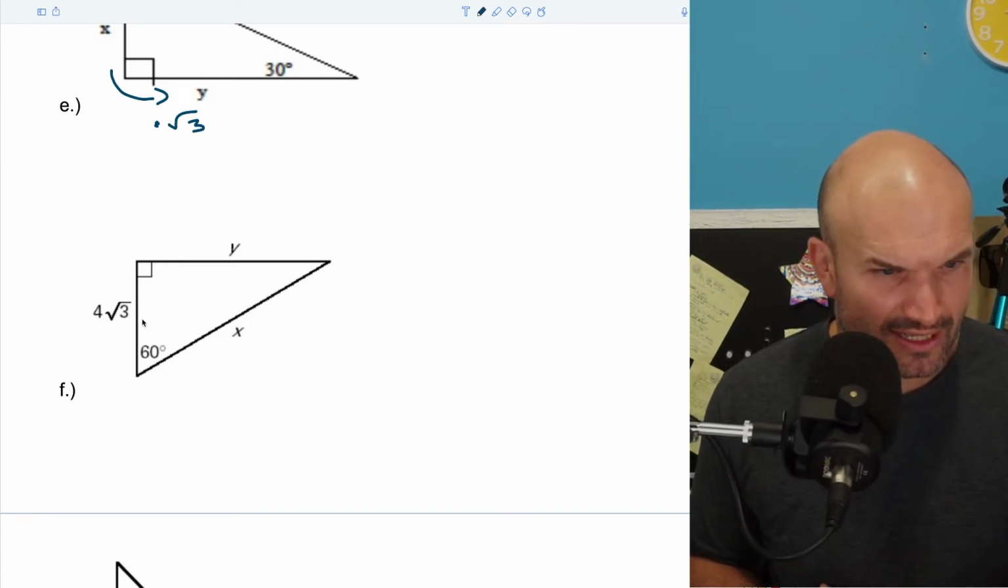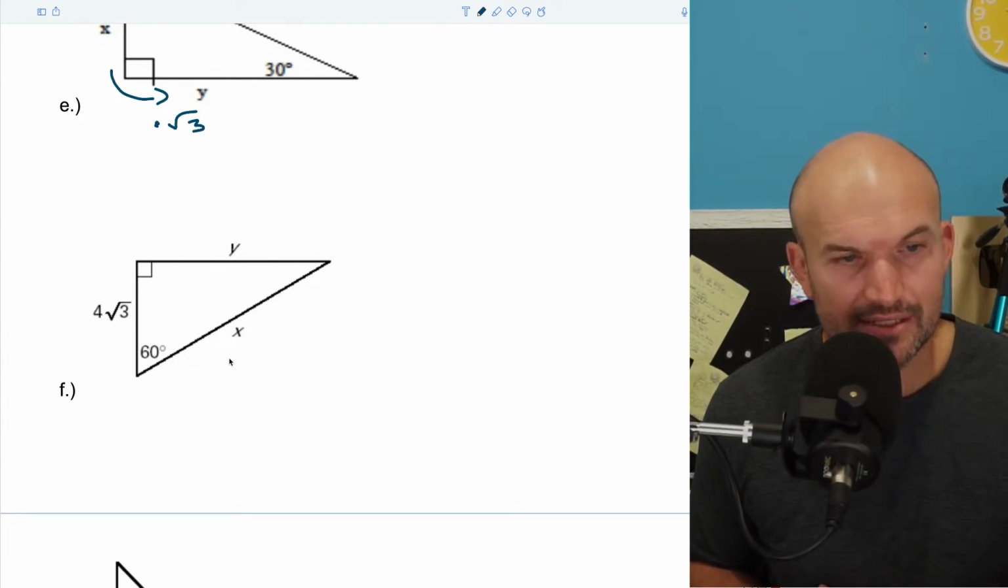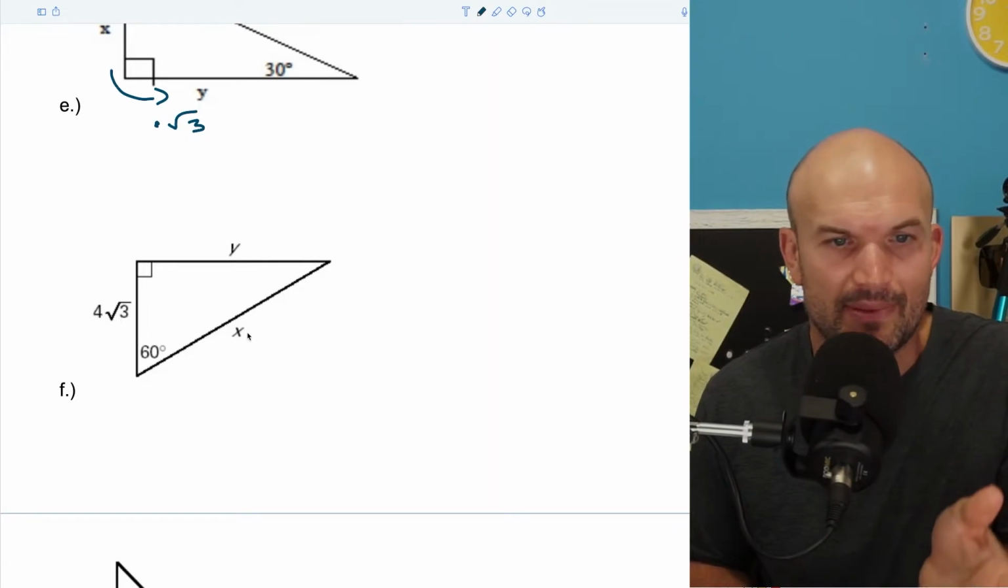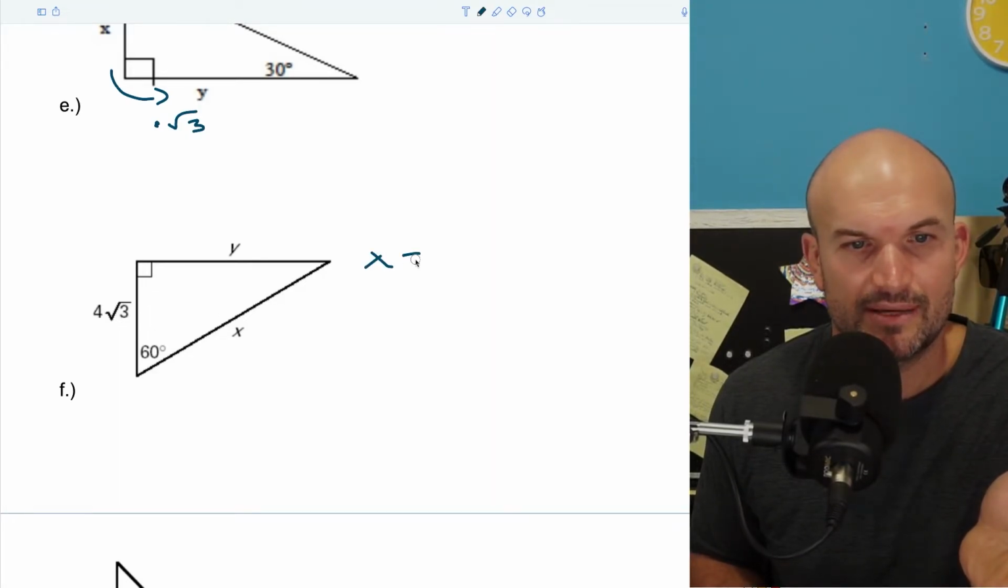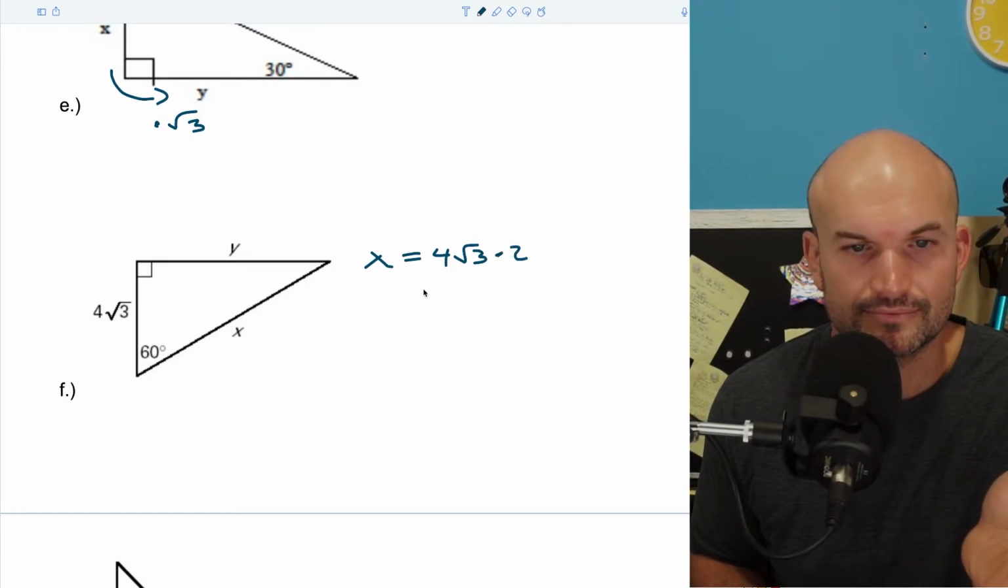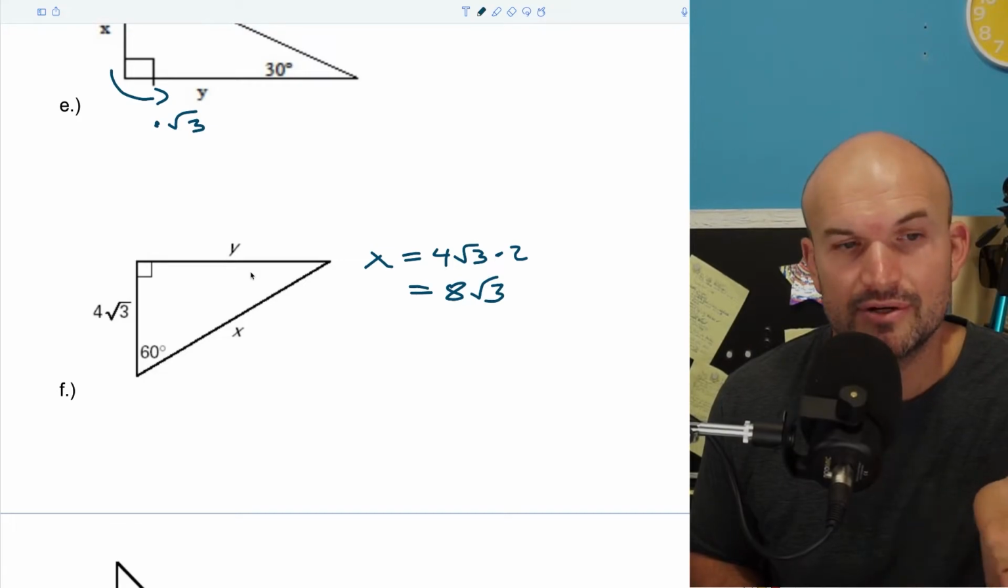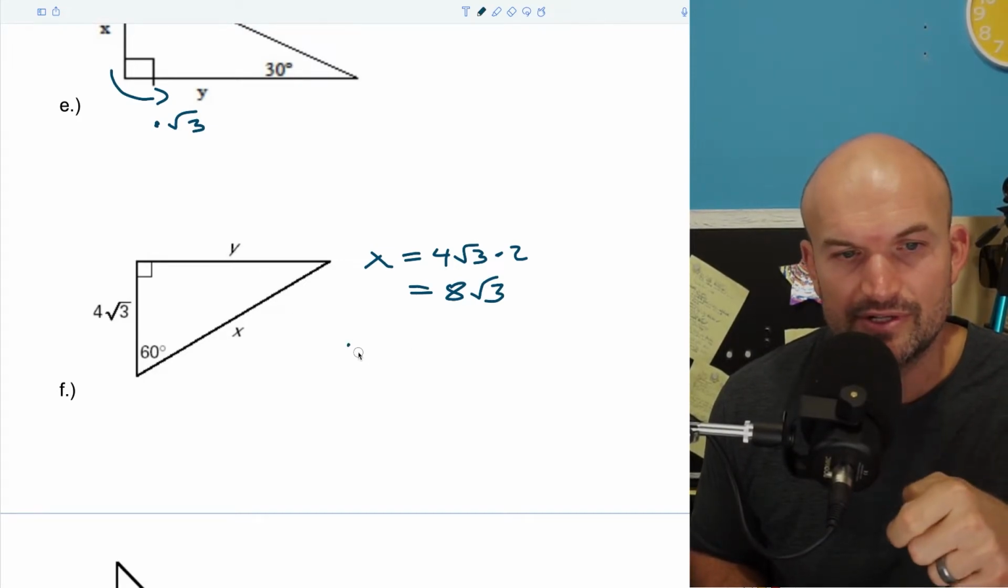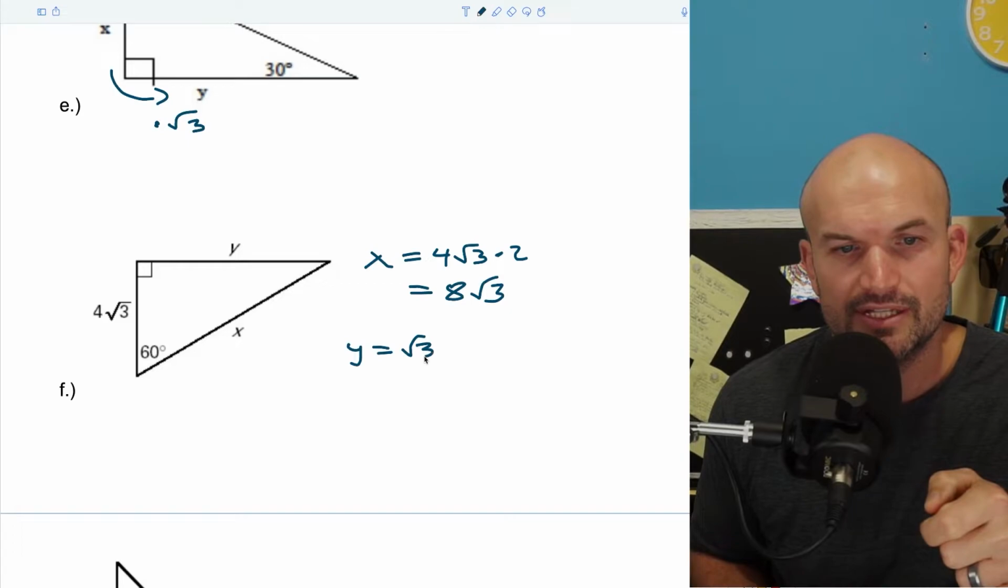Over here, it looks like this is the short leg and that's the long leg, right? So again, to go from short leg to hypotenuse, in this case, I'm just going to take my short leg, 4 square root of 3, and multiply that by 2. That's going to give me an 8 square root of 3. To go from short leg to long leg, you multiply by the square root of 3. So y is equal to the square root of 3 times 4 square root of 3.